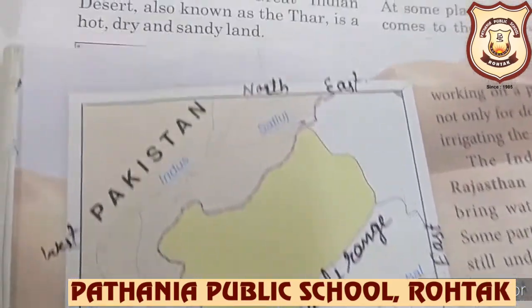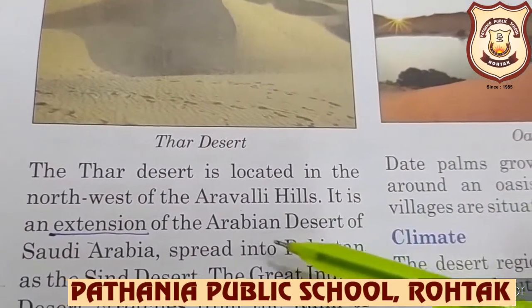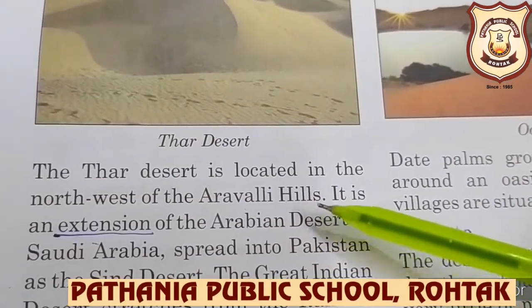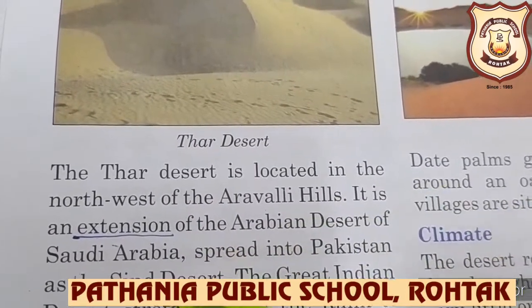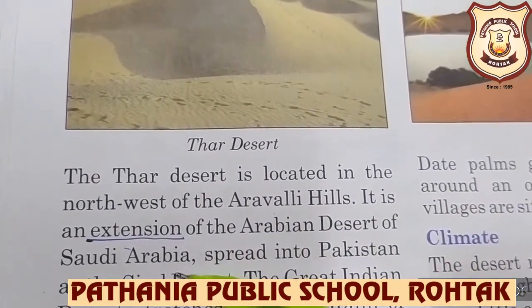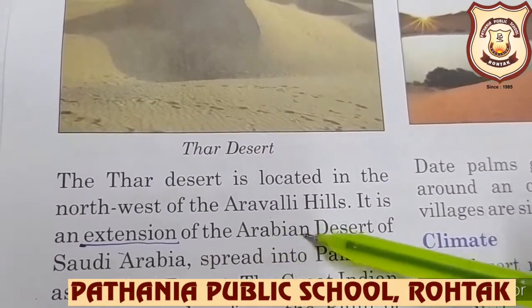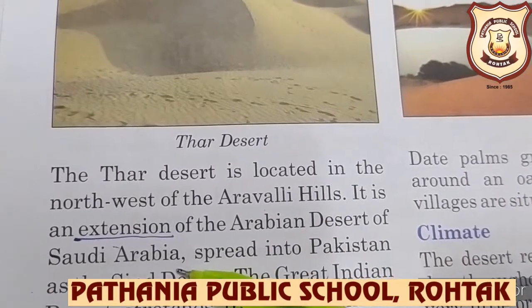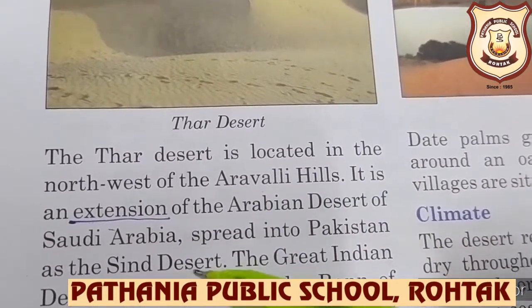So it is clear. So now we'll read about the Thar Desert, located in the northwest of the Aravalli Hills. It is an extension of the Arabian Desert of Saudi Arabia. Extension means addition of the Arabian Desert of Saudi Arabia. Okay, it spreads into Pakistan as the Sindh Desert.